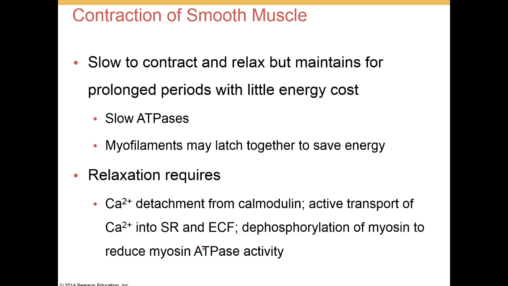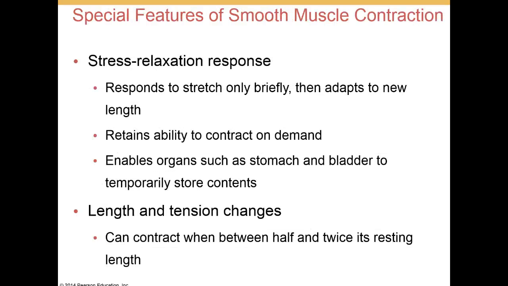Contraction in smooth muscle is also really slow. You have many more steps than we saw in skeletal muscle. So it's slow to contract, slow to relax, but that's really good because you can maintain a partial state of contraction for a long period of time without using up a lot of ATP energy. All right. Relaxation requires that the calcium levels go down, so calcium detaches from calmodulin, and then you actively pump the calcium out of the cell, out into the extracellular fluid, and the myosin ATPase activity goes down.